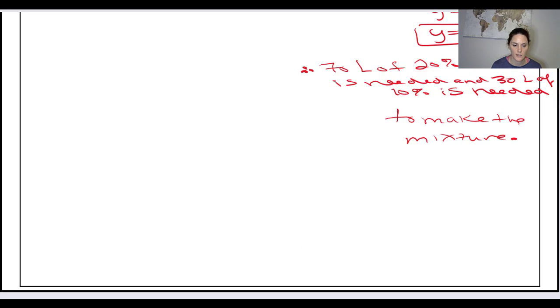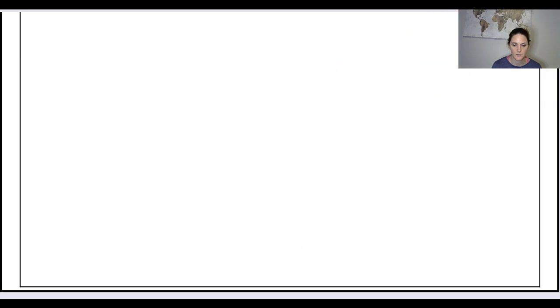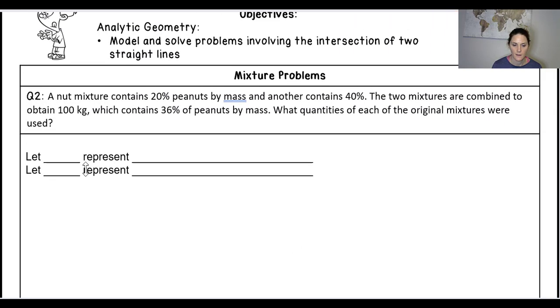Okay, so let's go ahead and take a look at the next example. Question number 2. A nut mixture contains 20% peanuts by mass and another that contains 40%. The two mixtures are combined to obtain 100 kilograms, which contain 36% of peanuts by mass. What quantities of each of the original mixtures were used?